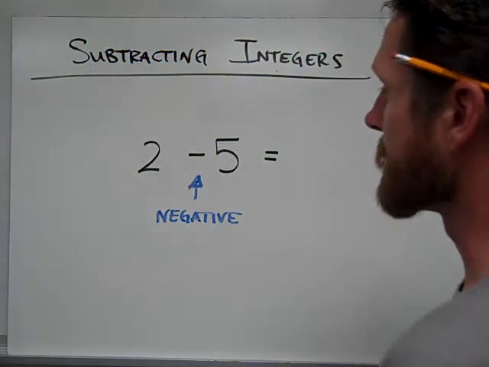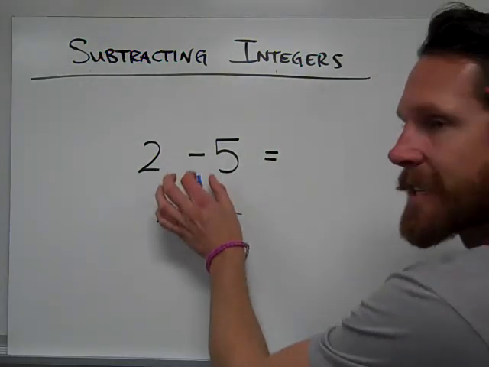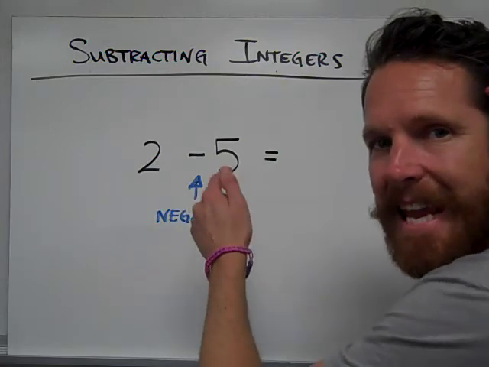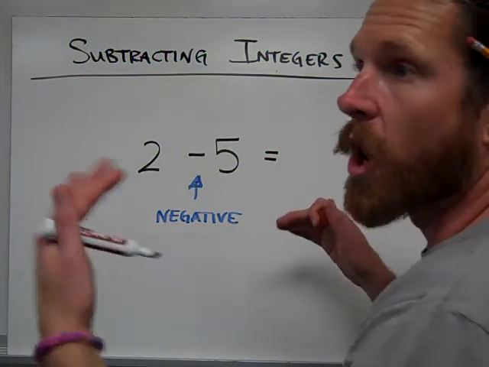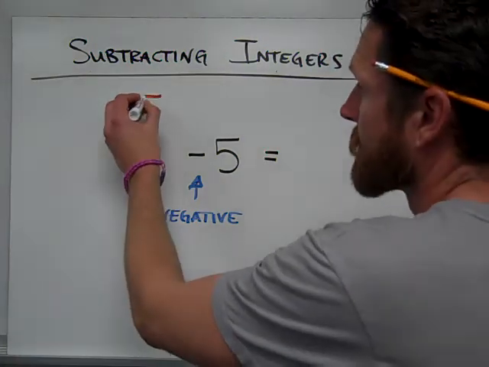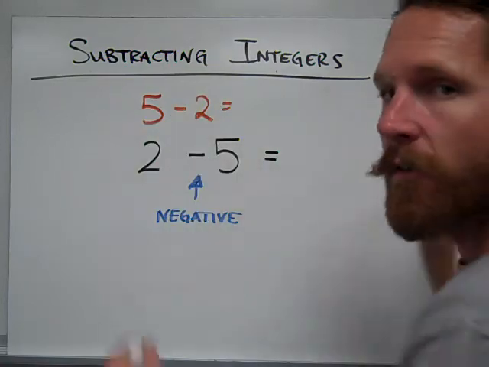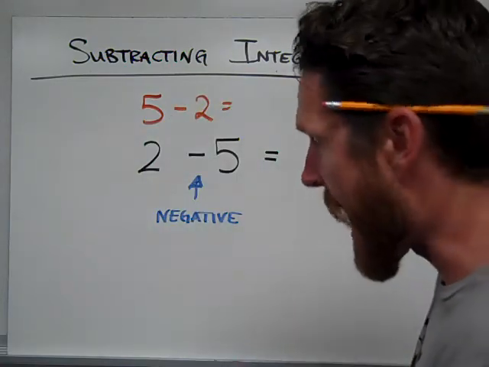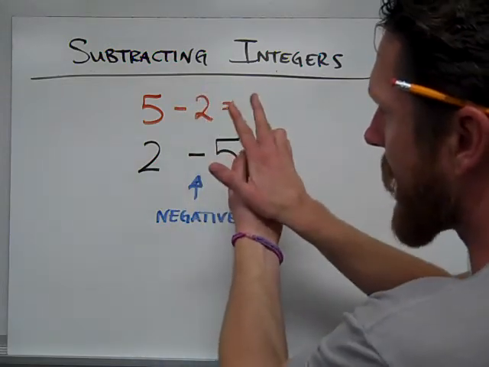First thing I want you to realize is that in this, 2 minus 5, that minus there is actually saying this is a negative 5. Because when we do normal subtraction, the larger number comes first, and then you take away 2 from that larger number. I have 5. I give away 2. I now have 3.